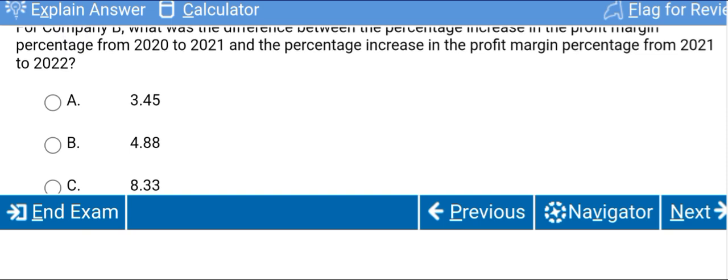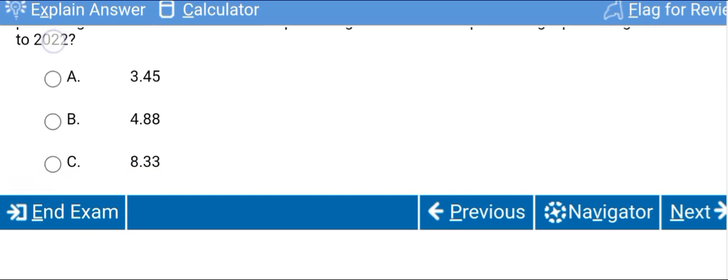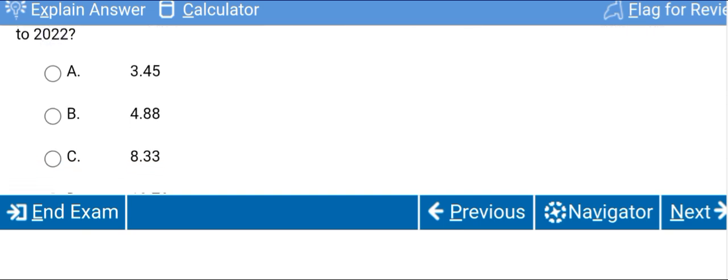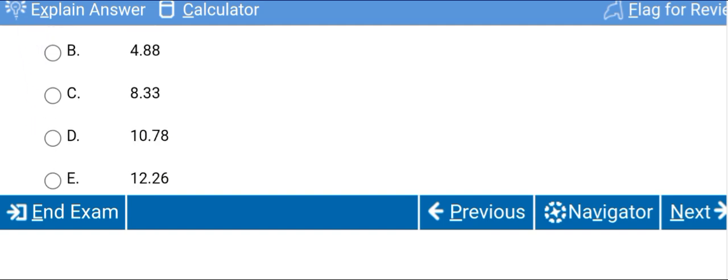Option A 3.45, option B 4.88, option C 8.33, option D 10.78, option E 12.26.